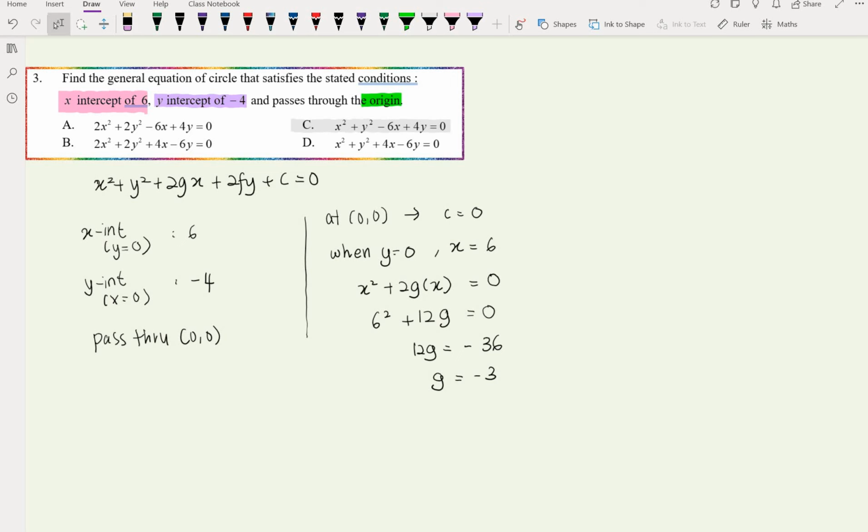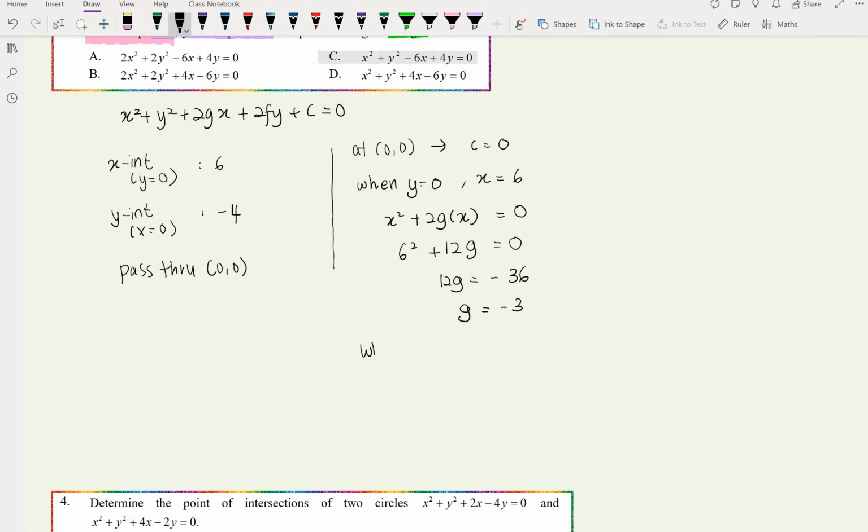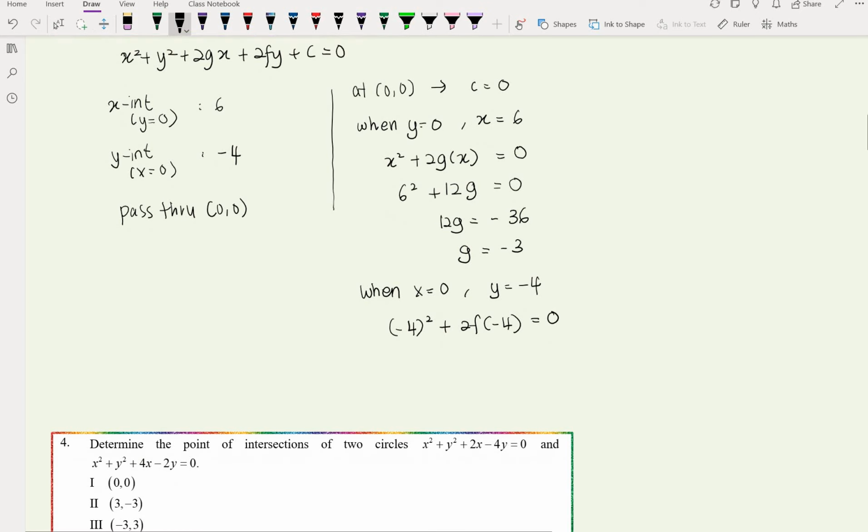What we do is we substitute when X is equal to 0. So, we are going to have, when X is equal to 0, we know our Y-intercept is negative 4. So, you are going to get the terms with X becoming 0. Y we replace with negative 4. So, we get negative 4 square plus 2F times negative 4 is going to be 0. So, from there, what we are going to get is 16 minus 8F is equal to 0. So, 8F is going to be 16 and F is equal to 2.